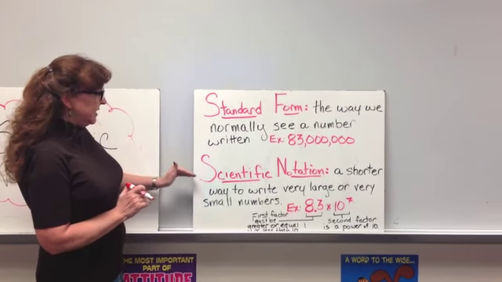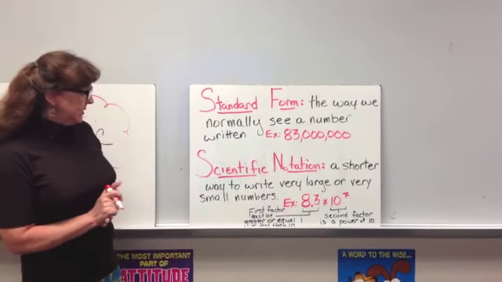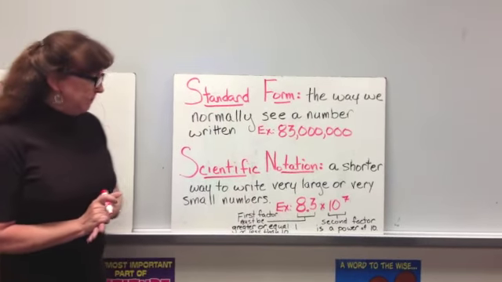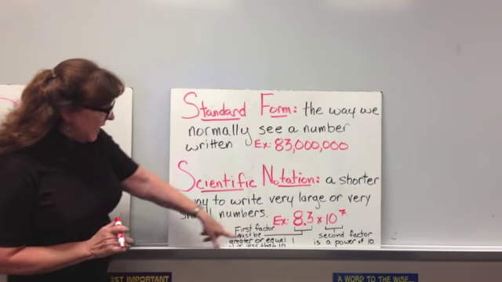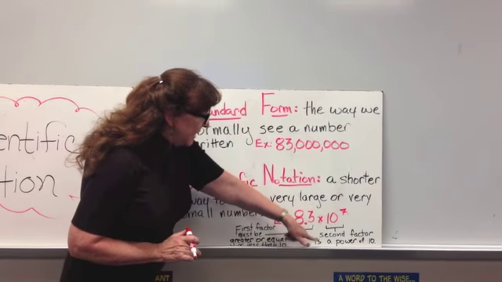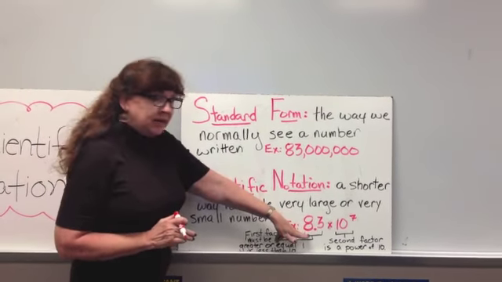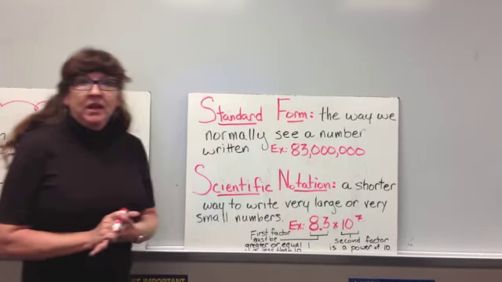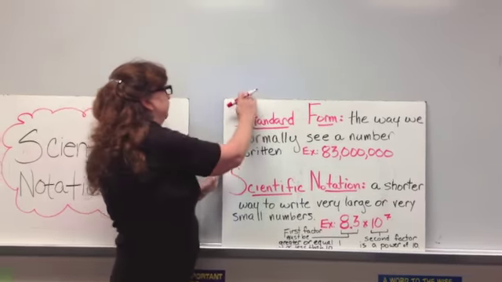The next definition is scientific notation, a shorter way to write very large or very small numbers. Example, you've got 8.3 times 10 to the 7th power, and in that 8.3, that first factor has to be a number that's greater than 1 and less than 10, and that second factor uses your power of 10. So you've got a number here, a multiplication sign, a power of 10, and an exponent. So now that we have our definitions down, let's look at some examples.